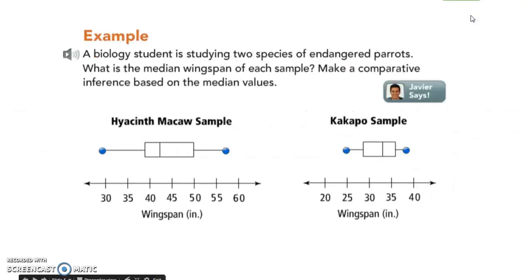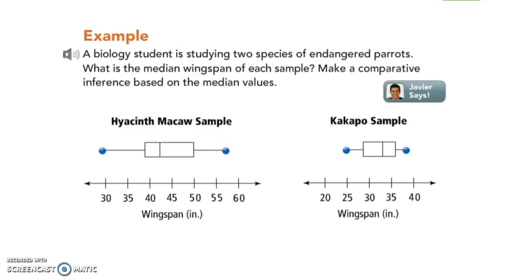All right, next example. Just look at this one with me. You don't have to look at it. You do have to look at it. You don't have to write it down. Okay. A biology student is studying 2 species of endangered parrots. What is the median wingspan of each sample? Make a comparative inference based on the median values.